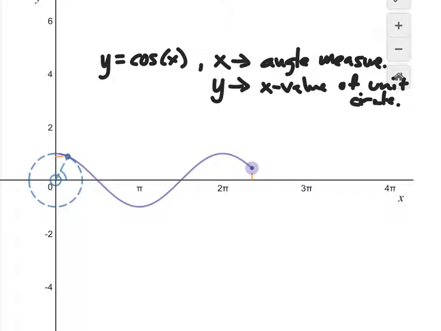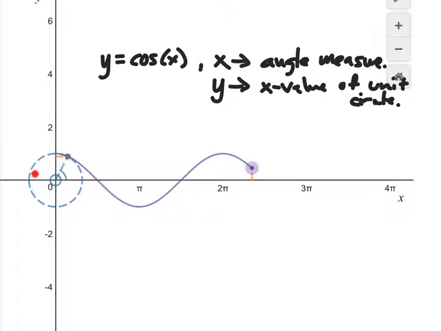okay, and I've paused the video because I want to show you a couple things. As you start off at 0, the x value on your unit circle right here is 1. That's what we plot. When the angle measure is 0, we plot a value of 1. When we go up to pi over 2, your x value on the unit circle is 0, so that's where we plot 0.